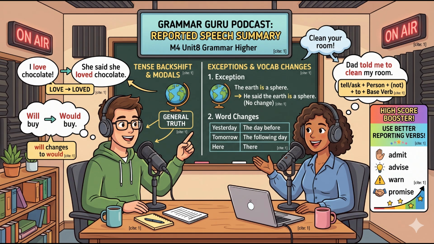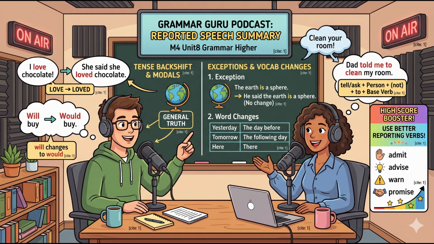Because it feels like to report what someone said accurately, you have to completely reconstruct their original reality. You hit the nail on the head. That's exactly what's happening. The fundamental rule here is that you're shifting the anchor point of reality. When someone speaks, they are in their present. Right. But when you report it later, that moment has passed. So the grammar has to reflect that the statement now belongs to history.